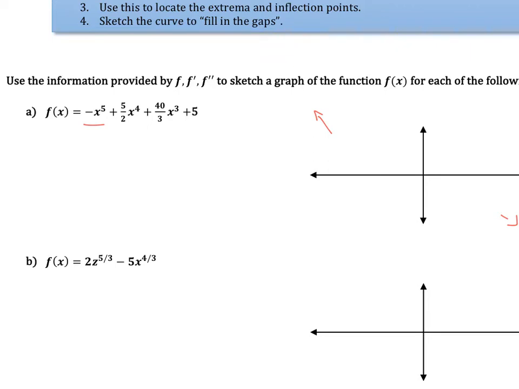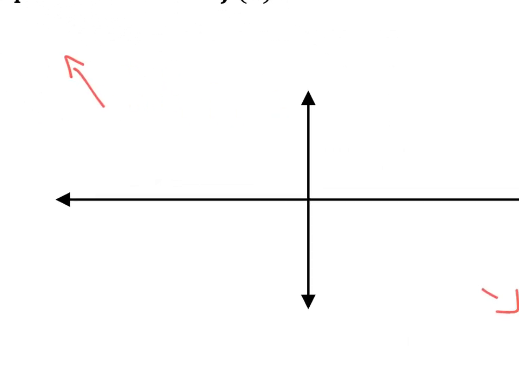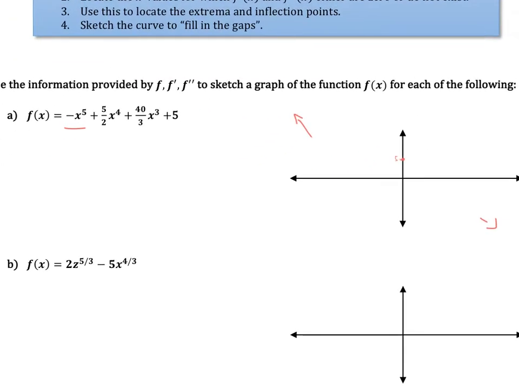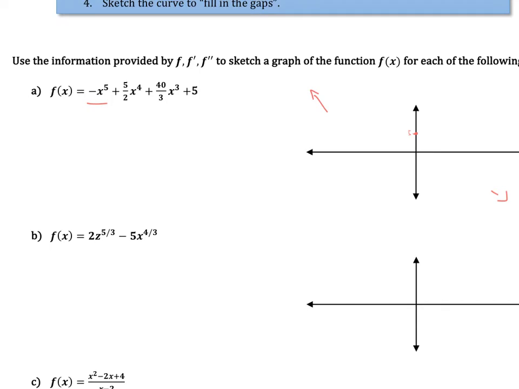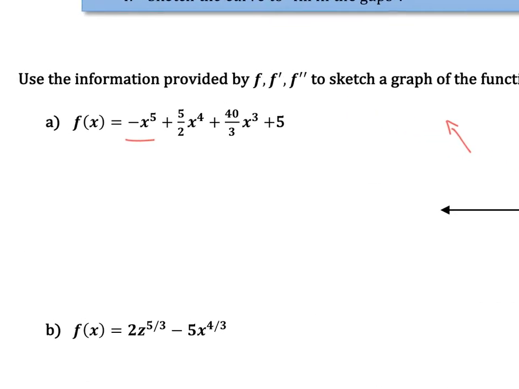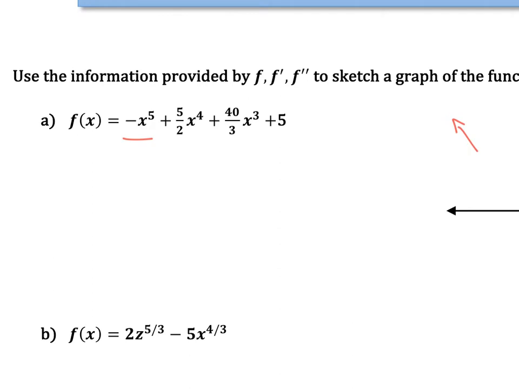Something we also know from this is when x is 0, y is 5. So we can plot that point there. This is just an approximation. That's easy to find. Now that's about it. We could try to factor this thing, and I just don't think it'll work very nicely, so we'll stay away from that. We can't really find any zeros easily, and we're not too worried about that. We're just looking for a rough sketch.